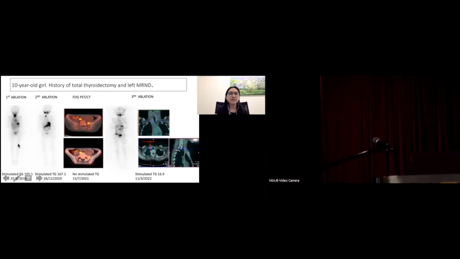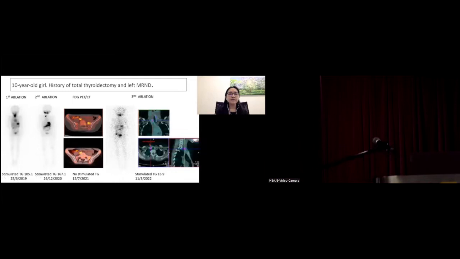So patient had first ablation and there's a large neck uptake, stimulated TG of 100 or 105, and second ablation, the neck uptake has become smaller, but stimulated TG is in increasing trend, now becoming 167. Because of that, FDG PET-CT is arranged to look for dedifferentiated thyroid cancer. And from the PET-CT, it shows that there's a lesion at the left sacral ala, and also a lesion at the presacral. It's a soft tissue lesion.